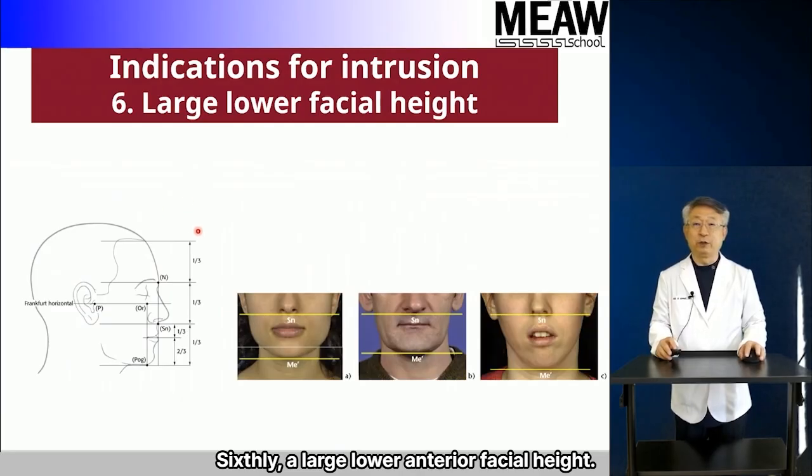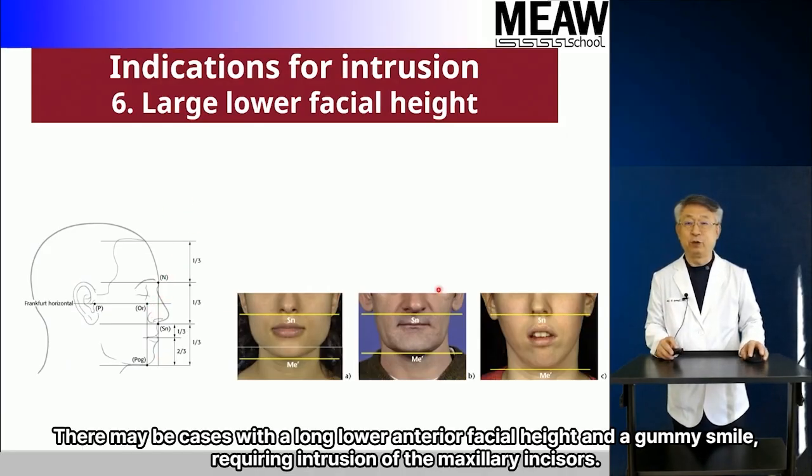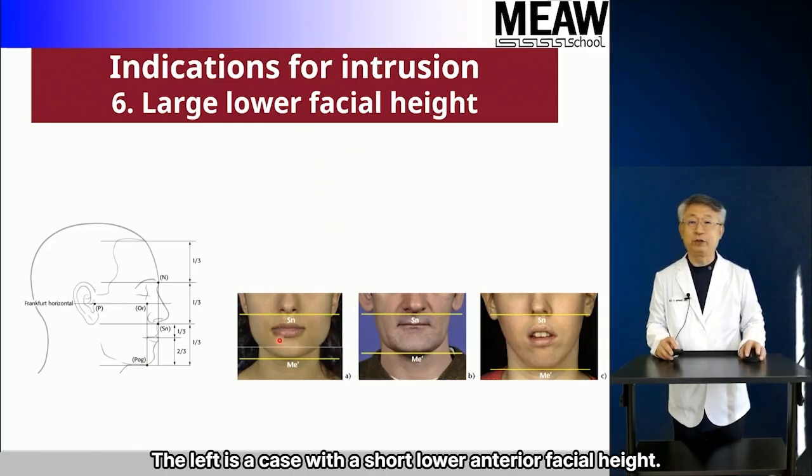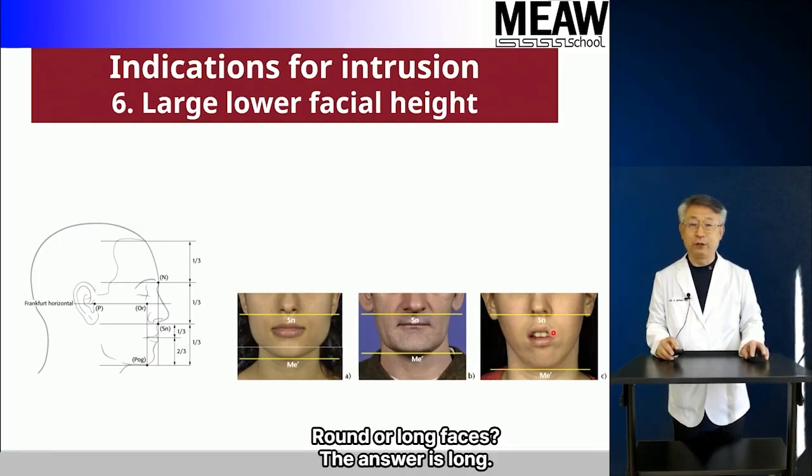Sixthly, a large lower anterior facial height. There may be cases with a long lower anterior facial height and a gummy smile, requiring intrusion of the maxillary incisors. The left is a case with a short lower anterior facial height. How would the face be shaped with the case on the right with a large lower facial height? Round or long faces? The answer is long.